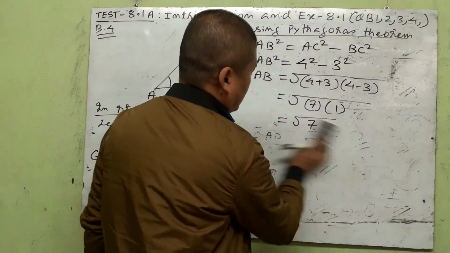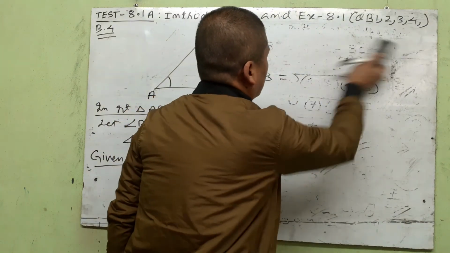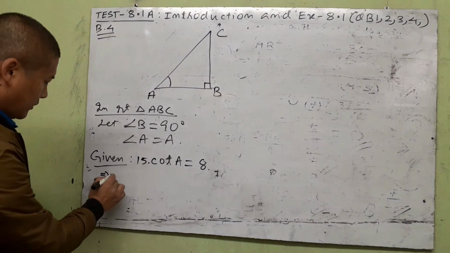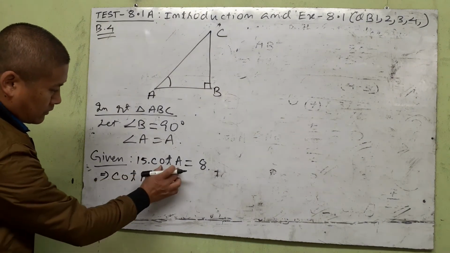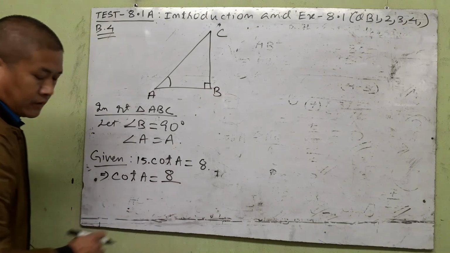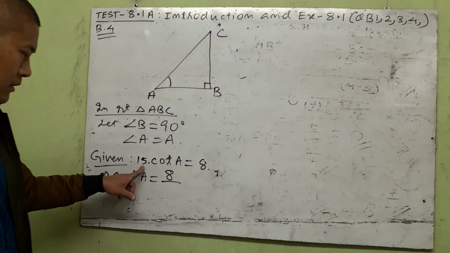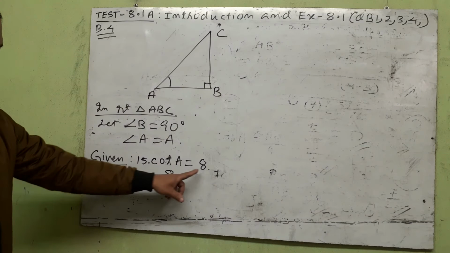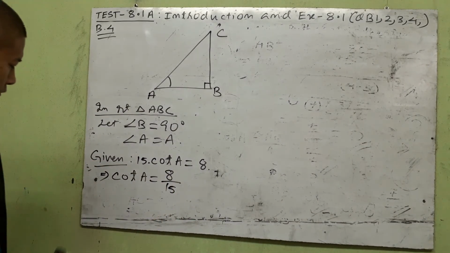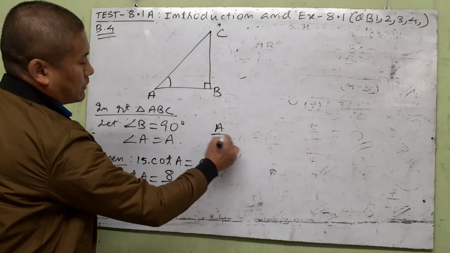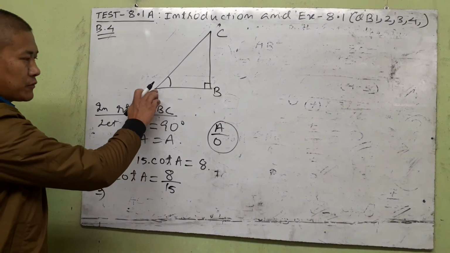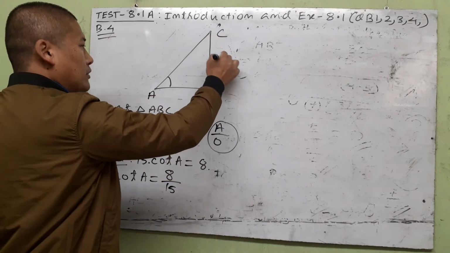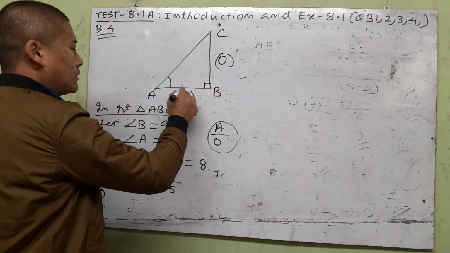So let's do that. Next, that implies 15 into cot A equal to 8. And we know that when we shift a factor from the left side to the right side, the number 15 will go to the denominator. So cot A will become 8 divided by 15. Then we know cot is adjacent by opposite. So let's find out the two arms of angle A, AB and AC. The one which is not an arm, BC here, is the opposite. This is the adjacent, and we know this is the hypotenuse.